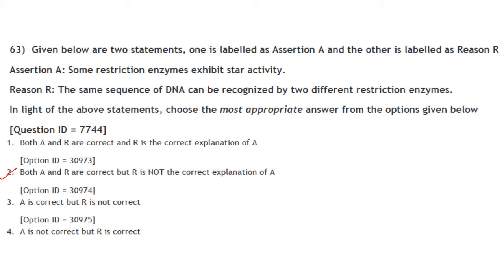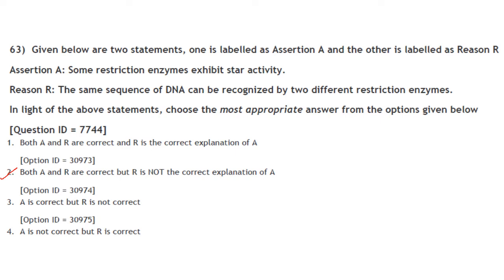Given below are two statements. One is labeled as assertion A and the other is labeled as reason R. Assertion A: Some restriction enzymes exhibit star activity. Okay, now what is star activity? That is seen under non-standard conditions in the case of restriction enzymes, because at those conditions they will be capable of cleaving sequences which are similar but not identical to the defined recognition sequence. This activity is called star activity.